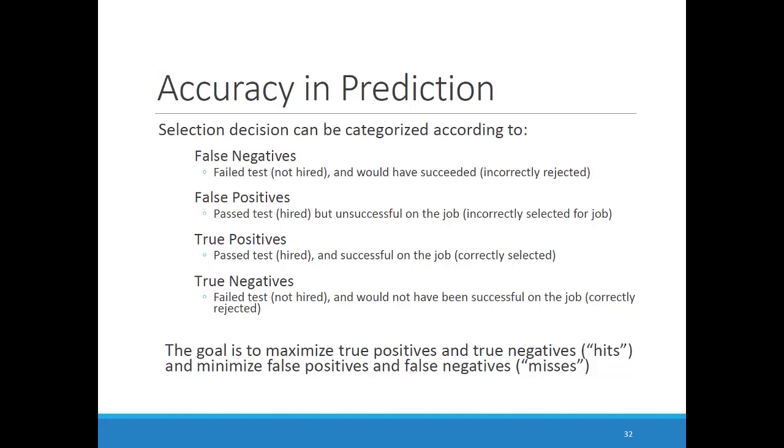True positives are people who passed the test and were hired and were successful on the job. So in other words, these people were correctly selected for the job. And true negatives are people who failed the test, so they were not hired, and they would not have been successful on the job either, so they were correctly rejected for the job. The goal is to maximize true positives and true negatives. In other words, maximize the hits that we get and minimize the false positives and the false negatives. In other words, the misses.